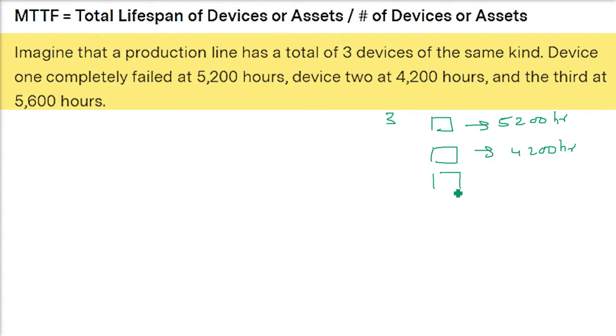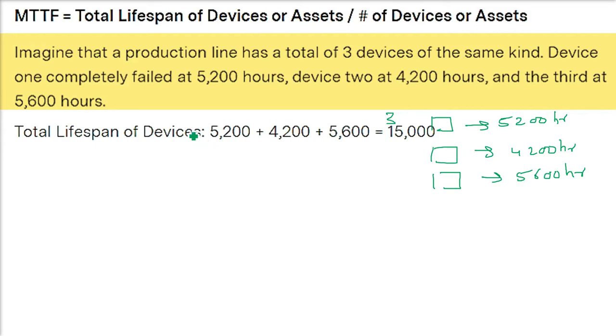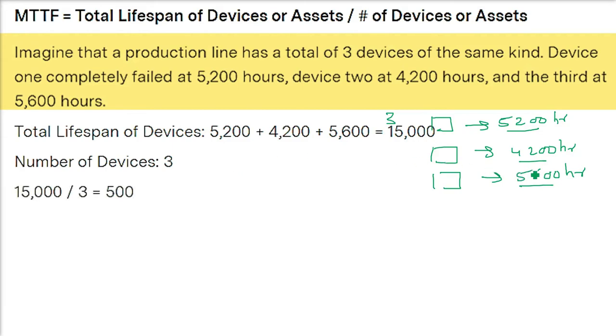Let us try to find out the MTTF, mean time to failure. What is the total lifespan of the devices? Just add all these, 5200, 4200, 5600, you'll get 15,000. How many devices? 3. So just divide 15,000 by 3, and you are going to get 5000. Please remember we are trying to find the mean. So add them, divide by 3. This is the MTTF, 5000 hours.